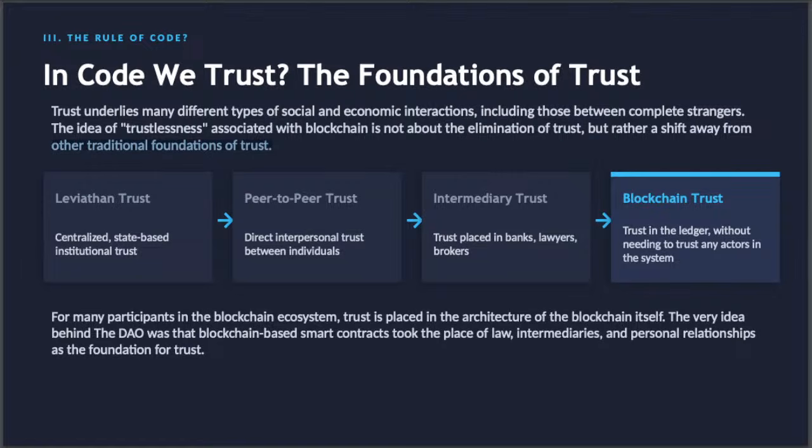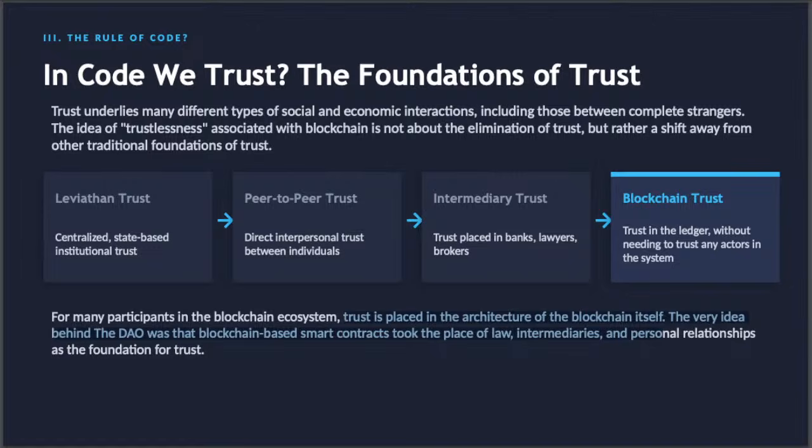We have the Leviathan trust, that's centralized, state-based institutional trust. We have the peer-to-peer trust. Those are direct, interpersonal trust between individuals. We have intermediary trust, the trust placed in banks, lawyers, and brokers. And now we have the blockchain trust, trust in the ledger, without needing to trust any actors in the system. So trust the math.